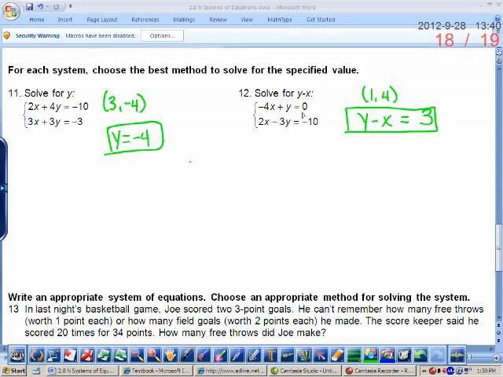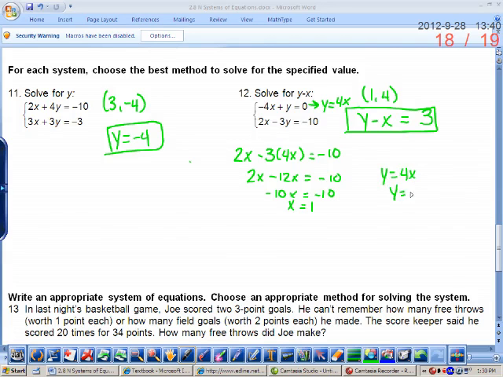On number 12, I would recommend using substitution because I already have y kind of by itself. So I would rewrite this as y equals 4x. Then I would plug that in right here. So I would have 2x minus 3 times 4x equals -10. 2x minus 12x equals -10. -10x equals -10, so x equals 1. You see it? Then I would plug my 1 back in, and y equals 4x. So y must equal 4.